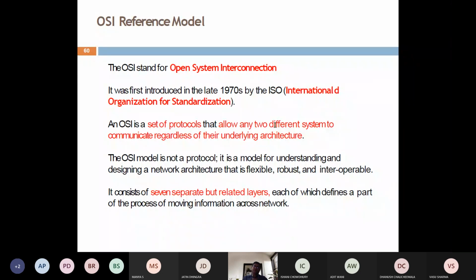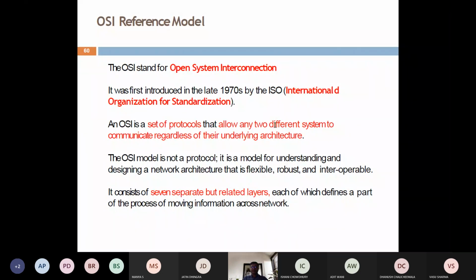I have already told you that it consists of 7 separate but related layers. They have a relation between themselves, but they are separate layers. Each layer has a set of protocols, and whatever information is needed to travel the message throughout the network will be added or deleted throughout the process of transferring the data. So this is how the OSI reference model is helping us.